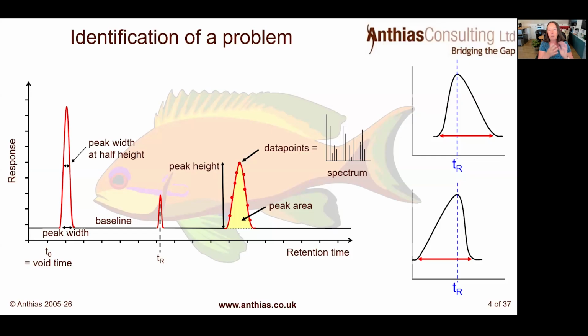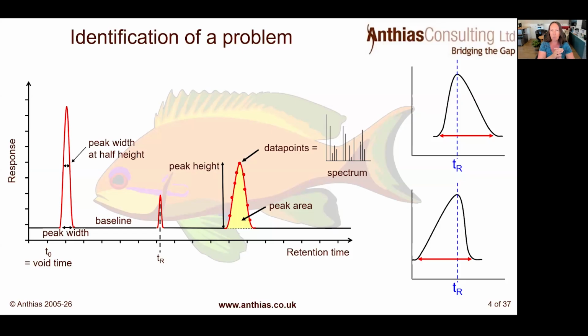So once we're happy with the baseline, yes, it's where it should be, we've got the right amount of noise level, etc., then we can now start to look at our peaks. And when we look at the peaks, of course, we've got a number of bits of information to look at. So first of all, the retention times. Have the peaks shifted earlier? Have they shifted to later? Is it all of the peaks, or is it just some of those peaks that have moved? So we're looking for patterns as well.